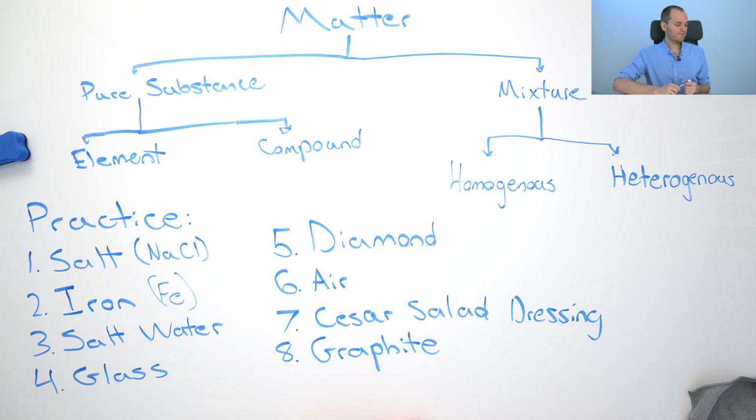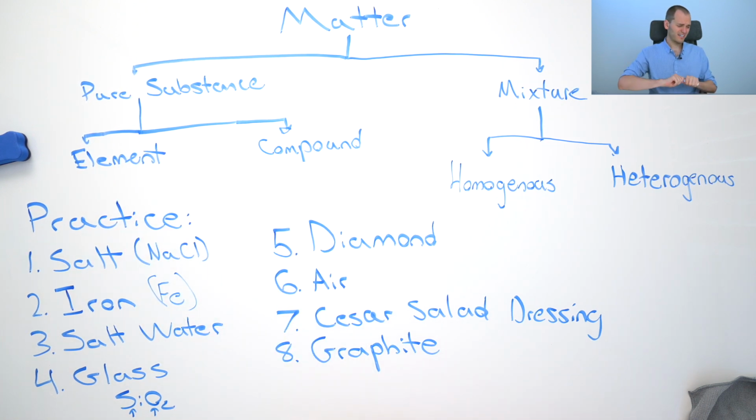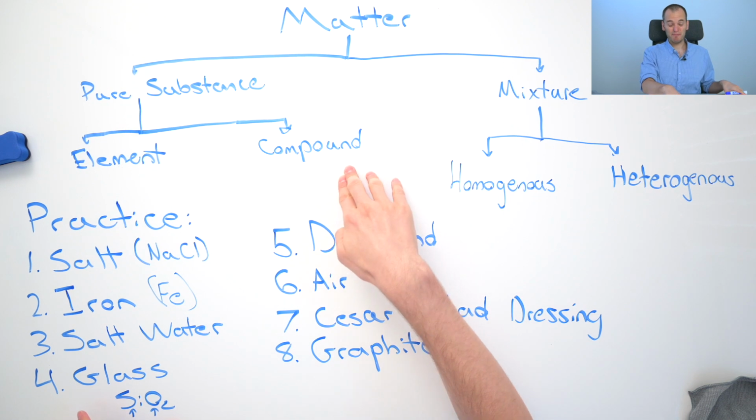Now, glass. This one's tricky. I don't know if you guys got this one. Most glass is made out of silicon dioxide. Silicon dioxide is actually 2 different elements together, so it is a compound. Now, it's one of the coolest things ever, how you can take something like sand, heat it up, melt it, and make glass is beyond me. Craziness. Anyways, glass is a compound.